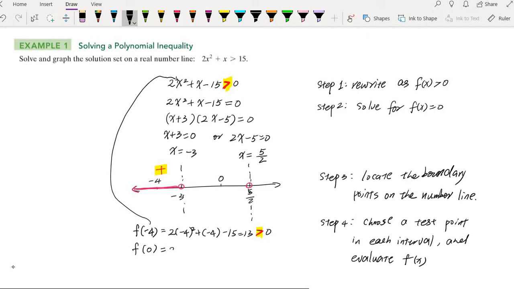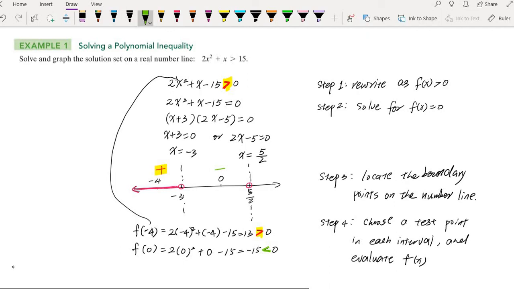We're going to get 2 times 0 squared plus 0 minus 15. In this case, you can evaluate this and get negative 15, right? It's less than 0. So the main part we want to know is whether it is greater than 0 or less than 0. You don't have to calculate the exact number, that is not required. So we're going to say this is negative, because here we get less than 0, which is not really what we're looking for. So we're going to move on to the next.